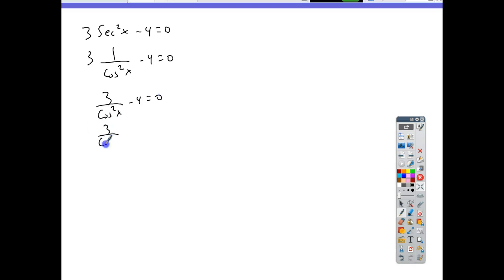Perfect. That's a step where some people can get in all kinds of trouble. We're trying to get used to adding fractions. I'm trying to solve this. I just want to get things to the other side and away from this thing. That's a better step. Cosine squared, to get off the bottom.